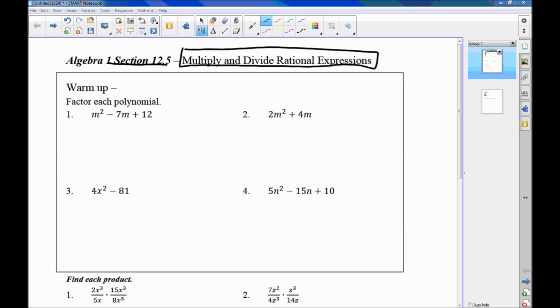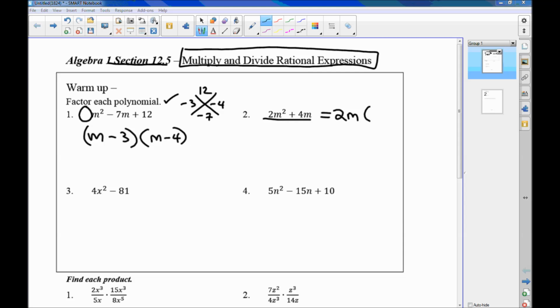All right, so factor each polynomial is our warm-up, so just some review. We'll look at the first one. We're looking for two things that multiply to 12 and add to -7. So that's going to be -3 and -4. Because the leading coefficient is 1, we can go right to our factored form of m minus 3 and m minus 4. All right, and number 2 is a binomial, and we can just look for what's the same in both first. So this will be 2m is the common factor, common monomial factor, and it leaves behind m plus 2. So this is factored form. The binomial that's left cannot be factored anymore.